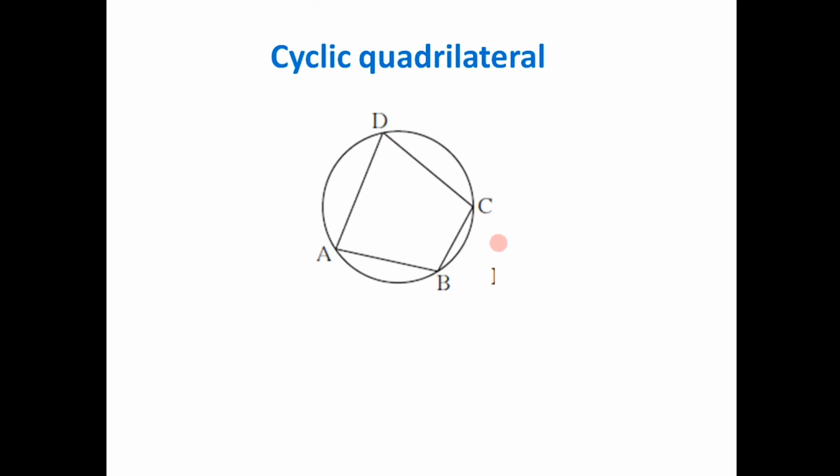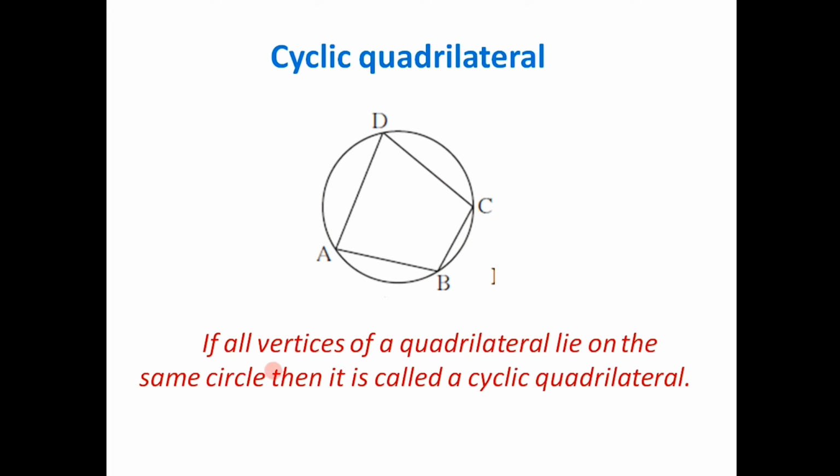Suppose there is one circle given, and on that circle we have 4 points, that is A, B, C, D, and if we draw a quadrilateral ABCD, we can observe that all the vertices of this quadrilateral are on the circle. So such a quadrilateral is called a cyclic quadrilateral. We can define a cyclic quadrilateral as: if all the vertices of a quadrilateral lie on the same circle, then it is called a cyclic quadrilateral.